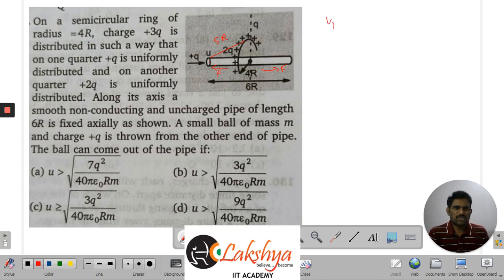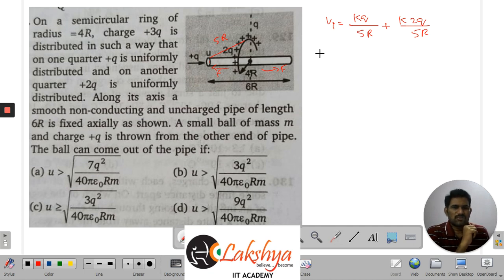So first of all, I am writing the initial potential. The initial potential we can write as kq by 5r plus k into 2q by 5r, because the total charge, whether q or 2q, will be at the same distance. Every element of this one quarter of the ring will be at the same distance from this point, so directly we can write the formula kq by r, as we already discussed for the ring. That is the potential, so you can write the potential energy easily.